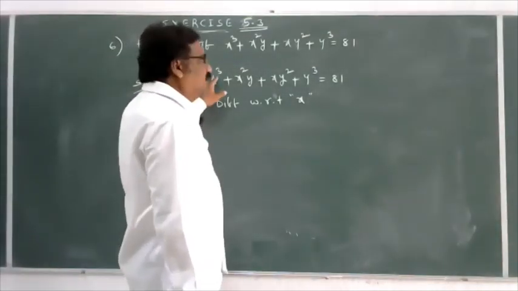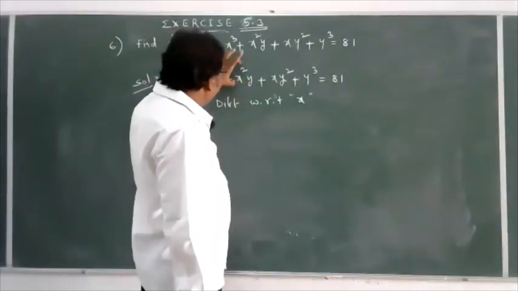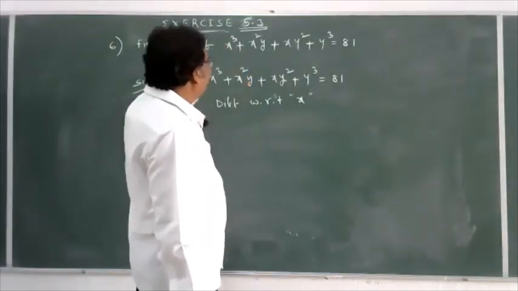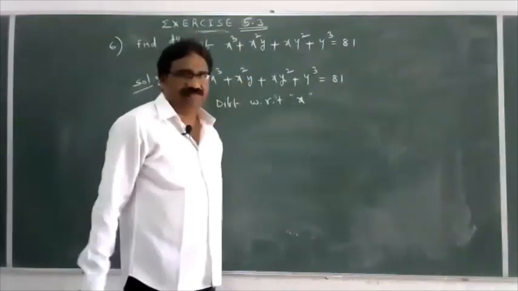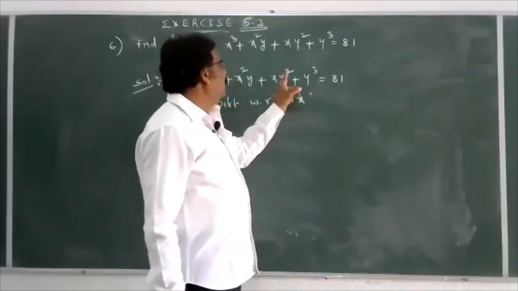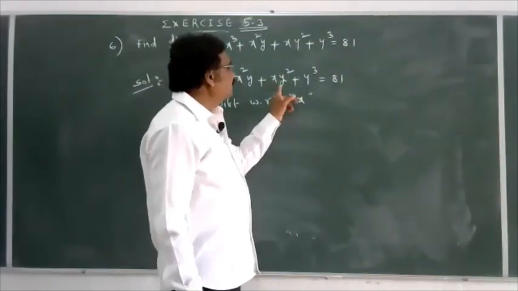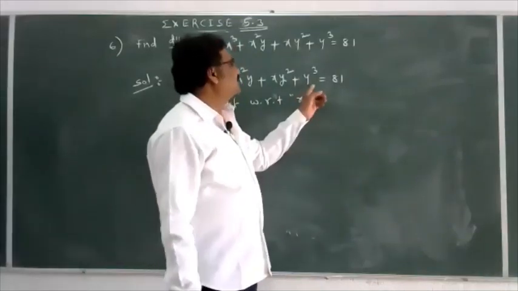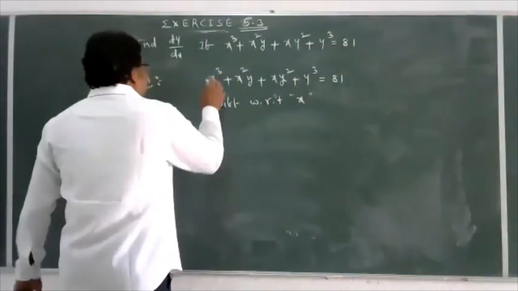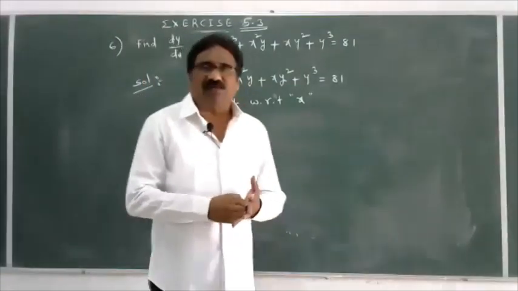Here x cube, this is x square into y. X square is one function, y is the another function. Here using the product rule. Plus x into y square, x is the one function, y square is the another function. Here also using the product rule. This is y cube. So x cube derivative is 3x square by using x power n formula.